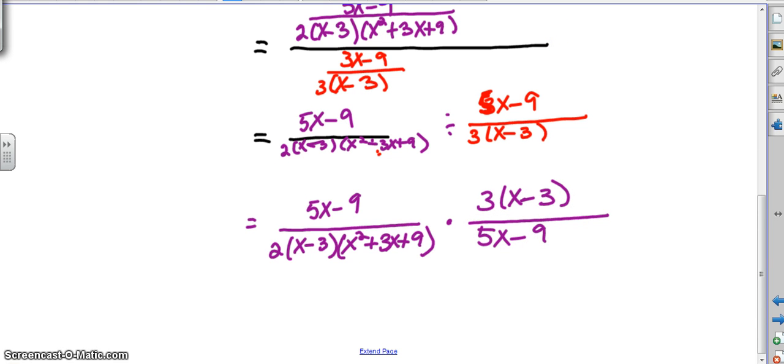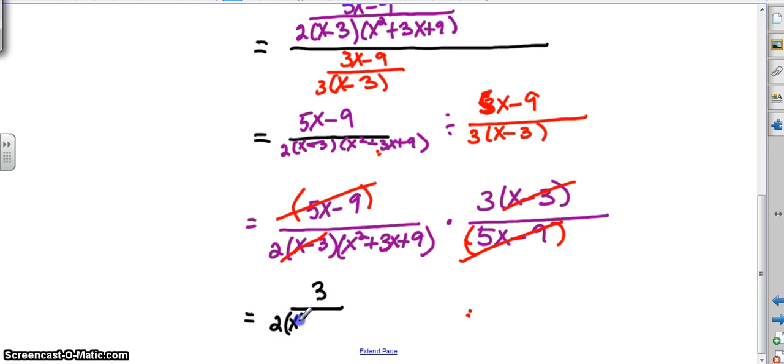Now, this 5x minus 9, if I can reduce that, I have to reduce it all at the same time. I can't just go chopping out the 5x. Same thing down here. It has to all go out. I can't just take out the x one thing at a time, but because I have a 5x minus 9 in the numerator, 5x minus 9 in the denominator, that gives me 1. I can also reduce the x minus 3's, and what I'm left with is 3 over 2 times the quantity x squared plus 3x plus 9.